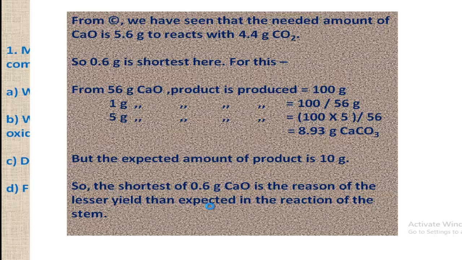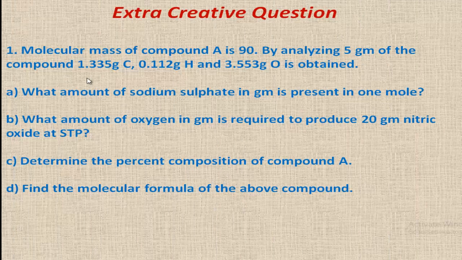Now students, follow some extra creative questions, such as: molecular mass of compound A is 90. By analyzing 5 gram of the compound, this much gram carbon, hydrogen and oxygen are obtained. Now what amount of sodium sulfate in gram is present in 1 mole? That means you have to determine the molecular mass of sodium sulfate, and it will be 142. So in 1 mole there is present 142 gram.